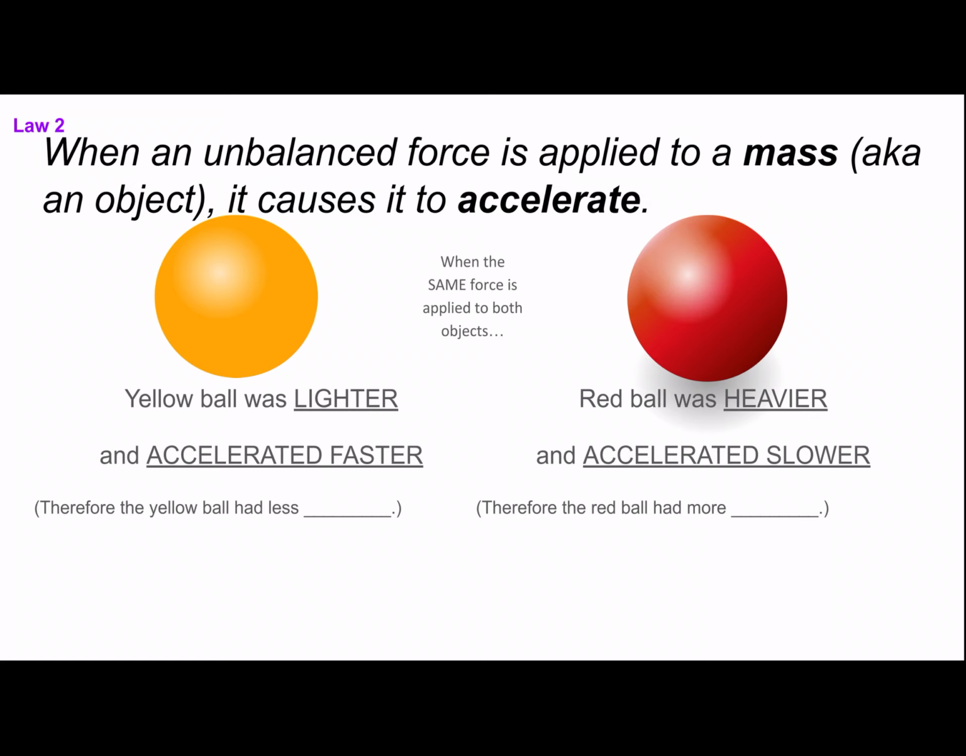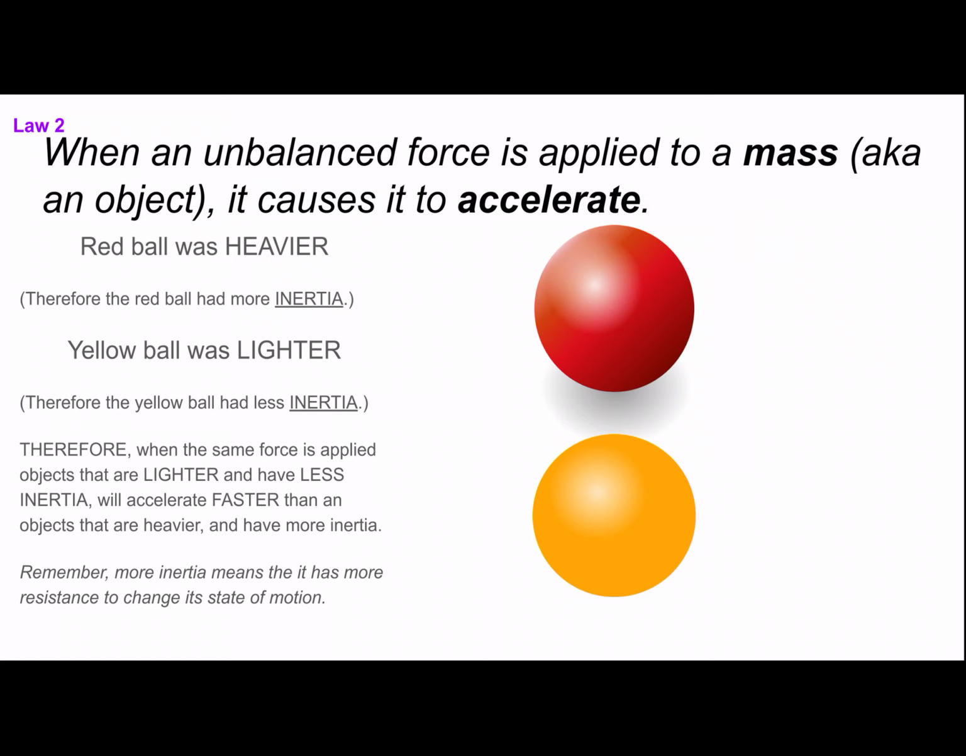Pause the video, think about it, and press play when you're ready for the answer. All right, that word that I was looking for was inertia. The red ball had more inertia, therefore it had more resistance to change its state of motion, and that is all because it has more mass.